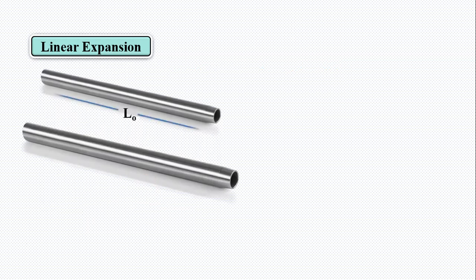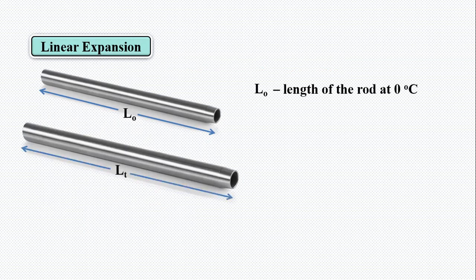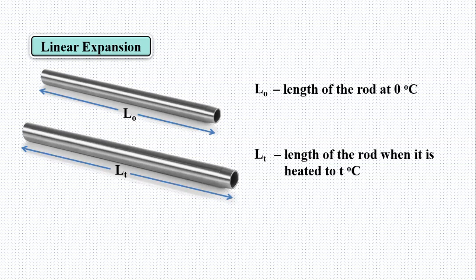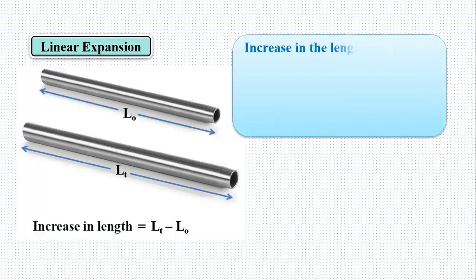तो ओरिजिनल लेंथ is L original, or you can call it as L0. Okay, and you can think that this length is measured at temperature 0 degree Celsius. Now after heating, the temperature rises to T degree Celsius, and in that duration the length becomes LT. What is the increase in length? That is LT minus L0, and this increase in length is called as a linear expansion.